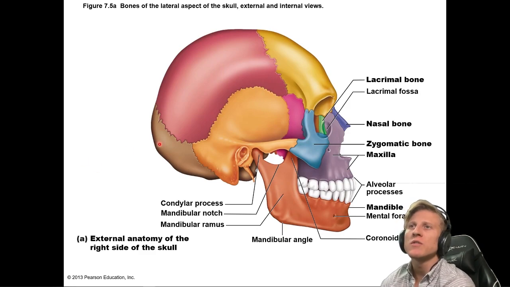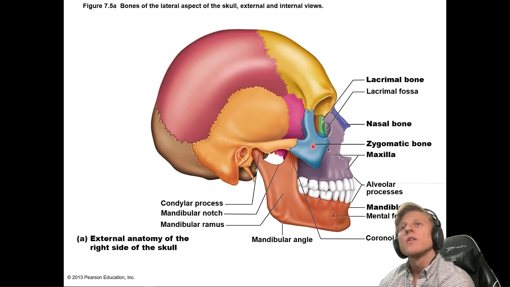Here's just an illustration of what we've just discussed, but in conjunction with the cranium. So again, we have the mandibular notch, where the condylar process is interfacing with the mandibular fossa of the temporal bone. The mandibular angle is this point right here. And then we have the coronoid process running under the zygomatic bone, the zygomatic process, for attachment of muscles to allow your jaw to open and close with strong force.